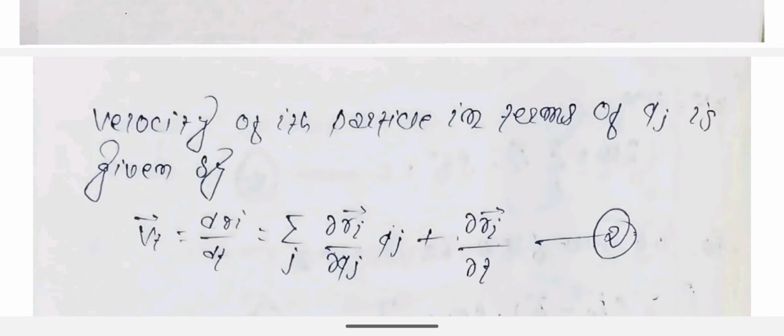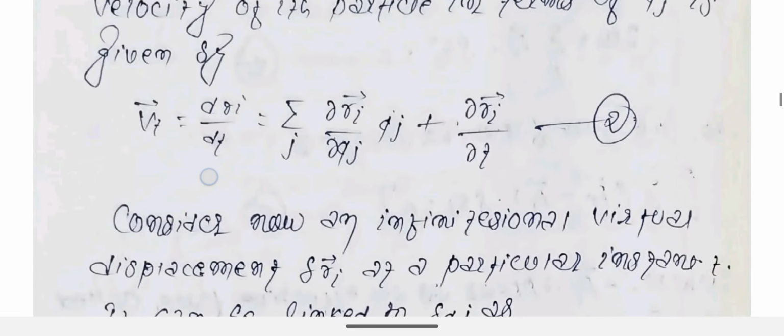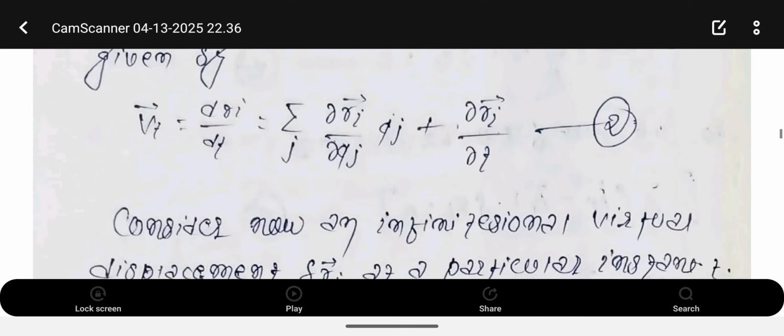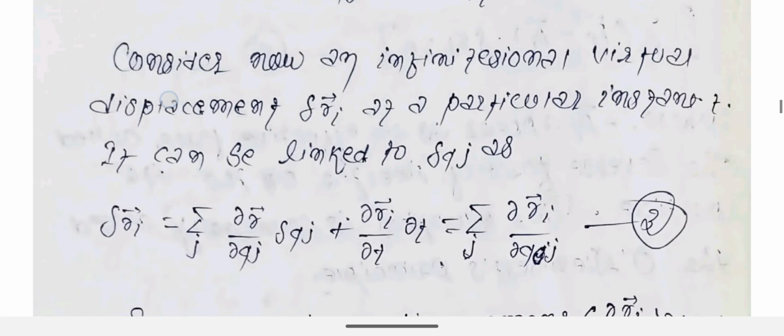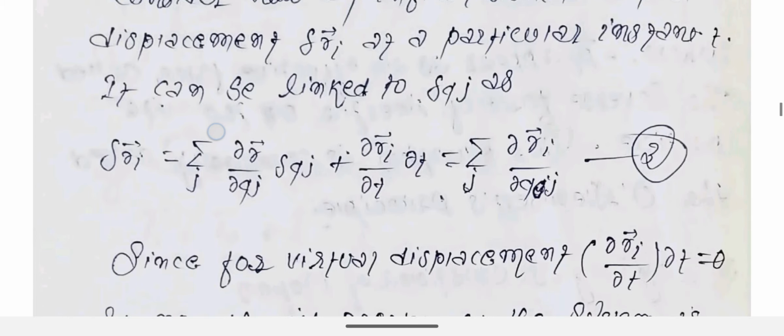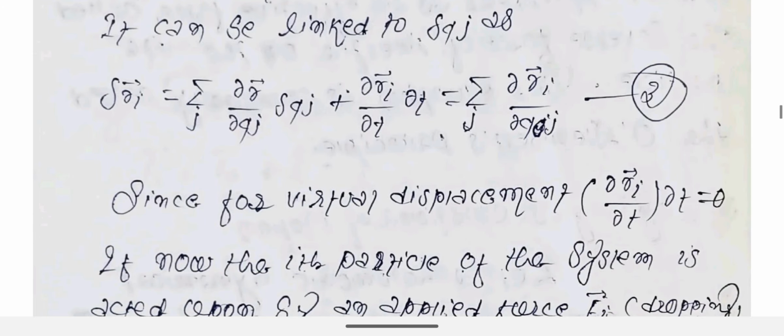Velocity of the ith particle in terms of qj is given by Vi vector is equal to dRi by dt is equal to sigma j del Ri vector by del qj into qj dot plus del Ri vector by del t. This is equation 2. Consider now the infinitesimal virtual displacement del Ri vector at a particular instant t. It can be linked to del qj: del Ri is equal to sigma j del Ri by del qj del qj plus del Ri by del t del t is equal to sigma j del Ri by del qj del qj. This is equation 3.